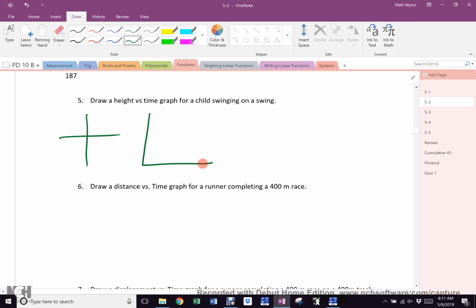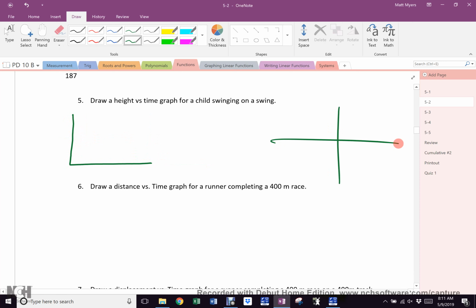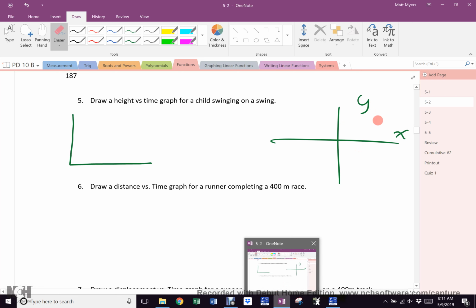Left or right? I only need the one on the right. Why? But height and time is comparing two things. Isn't that X and Y? Isn't that just comparing two things? Time cannot be negative, and height cannot be negative.